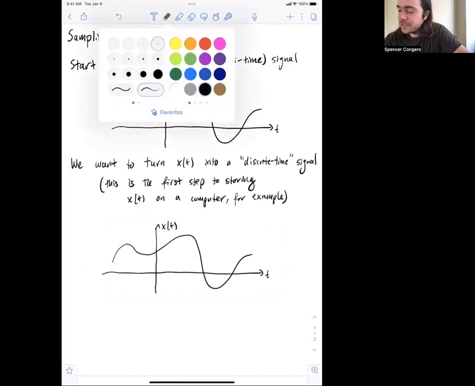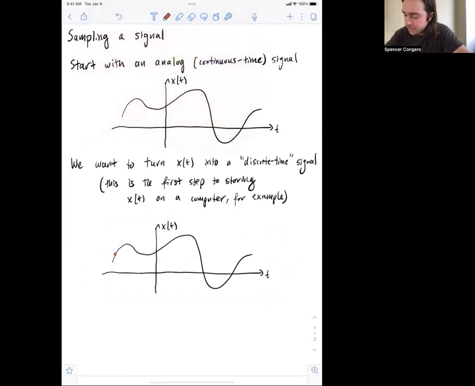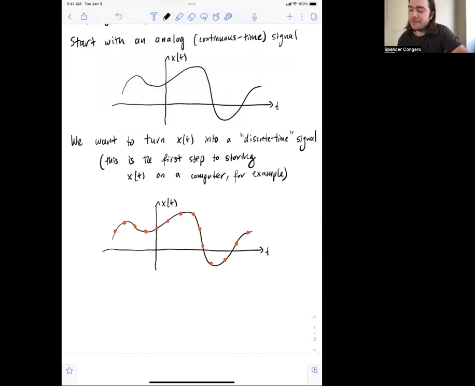So what we want to do in sampling is actually only keep around some of the values. We're only going to keep these values of my original signal, the red ones, and nothing else. We're going to get rid of x of t everywhere else, and we just want to keep those values of x of t. This is the first step to storing x of t on a computer, because now we've gone from having an uncountably infinite number of values of x of t to store to only storing, I don't know, however many red dots there are, maybe 15 or so. So now we can store these values on a computer.